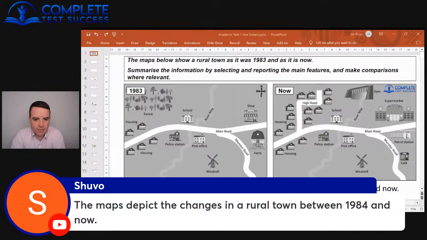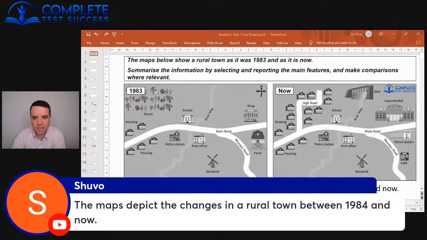Shuvo, the maps depict the changes in a rural town between 1984 and now. So the question said 1983 and you've changed it to 1984. That would actually be considered inaccurate information, and that would affect your task achievement score. All of the other mistakes that we've looked at so far have been vocab and grammar mistakes. This is the only mistake we've seen that would affect the task achievement score. So inaccurate information, automatically a band 6 for task achievement.